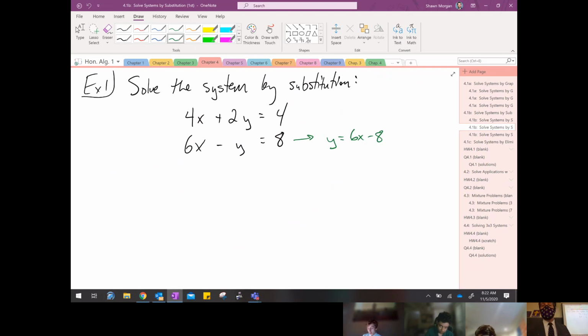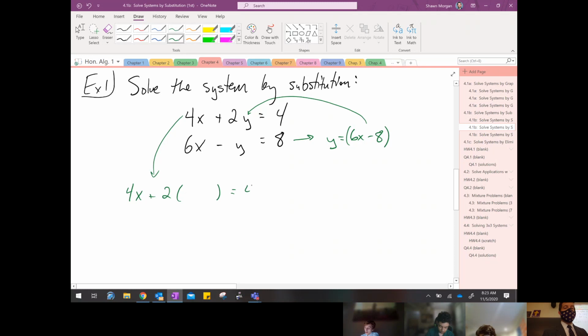Now, what do you want to do with that expression? y is the same thing as 6x minus 8. So where do I plug 6x minus 8 in? Into the first equation. Very good. I'm going to take that expression, and wherever I see y, I'm going to substitute it in to that first equation. And that's going to make me a nice new first equation. 4x plus 2, instead of 2y, it's going to be 2 times 6x minus 8.